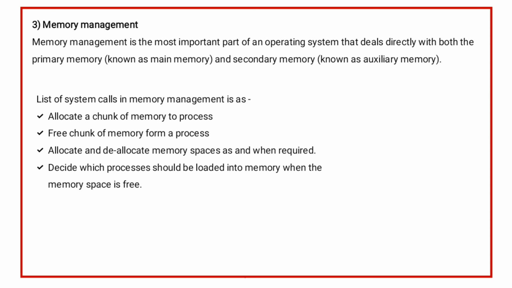Some of the system calls in memory management are: allocate a chunk of memory to a process, free a chunk of memory from a process, allocate and deallocate memory spaces as and when required, decide which process should be loaded into memory when the memory space is free. Now these are the list of system calls in memory management.